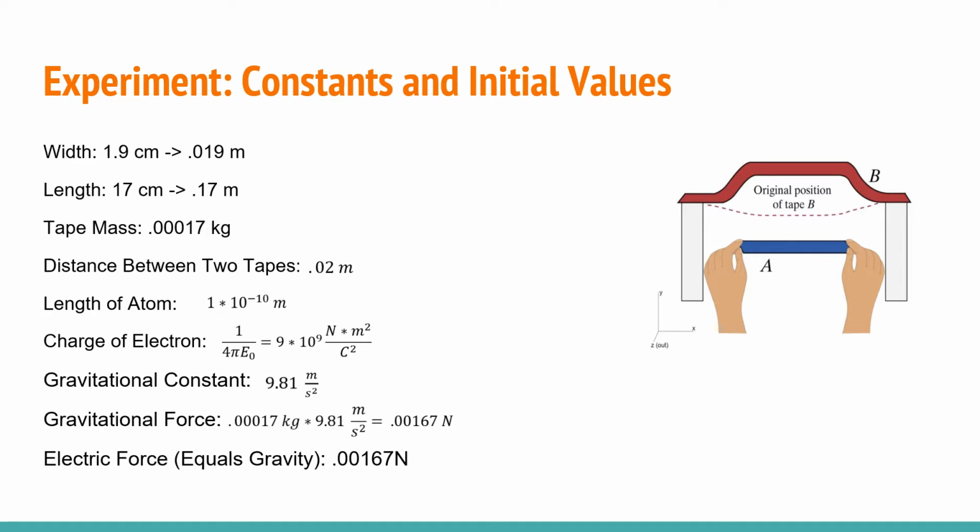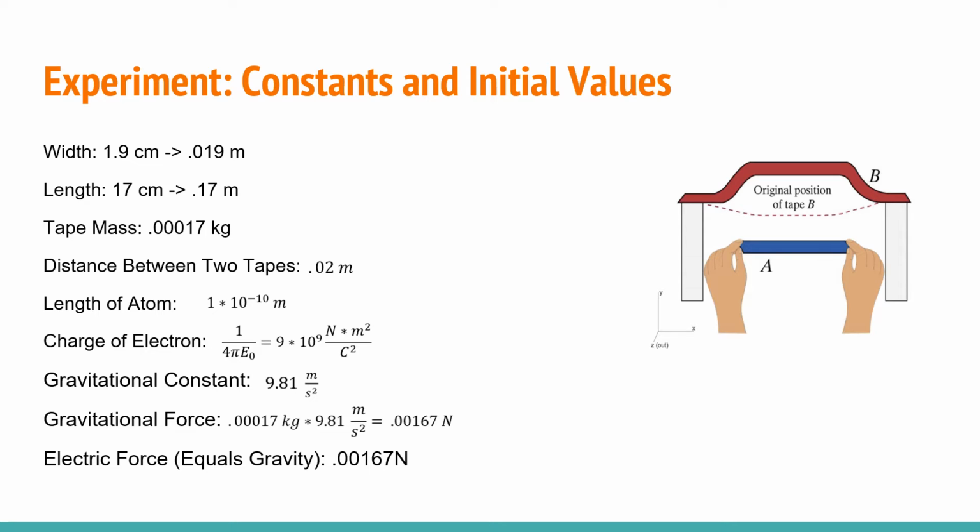With this, I used tape with a width of 0.019 meters and a length of 0.17 meters. The mass of the tape was 0.00017 kilograms, and the distance between the two tapes was 0.02 meters. I also knew that the length of the atom was 1 times 10 to the negative 10 meters. Coulomb's constant is 9 times 10 to the 9 Newton meter squared over Coulomb squared, and the gravitational constant is 9.81 meters per second squared.